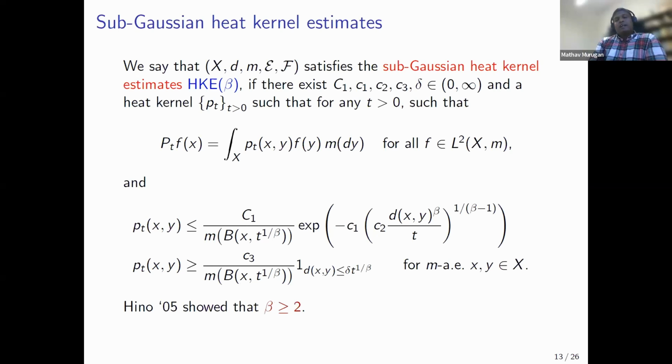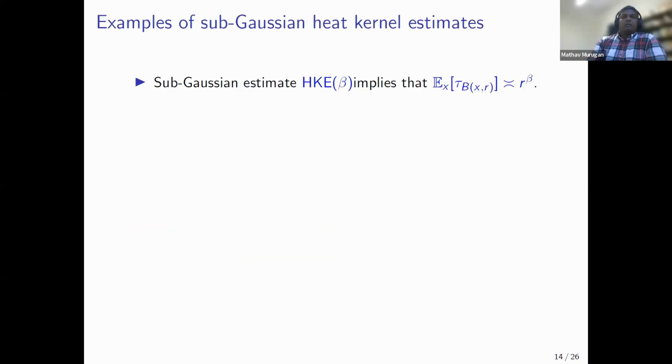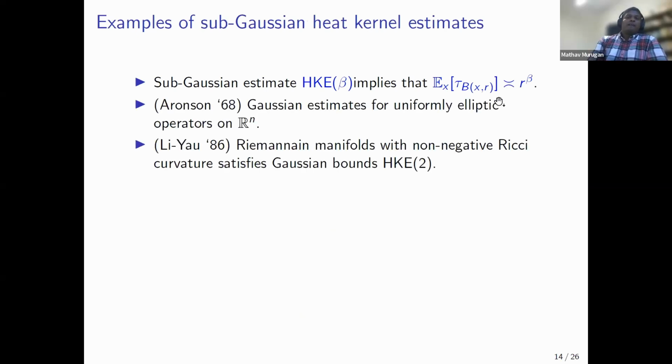It turns out that this beta has to be at least 2. And beta equal to 2 is more classical because it happens for the Brownian motion on Euclidean space. So sub-Gaussian heat kernel estimates imply that the expected exit time, starting at the center, from a ball of radius r grows like r to the power beta. And so beta equal to 2 is what's called the Gaussian case. The Gaussian heat kernel estimates are known for uniformly elliptic operators on Euclidean space and for manifolds with non-negative Ricci curvature, due to a famous result of Li and Yau.